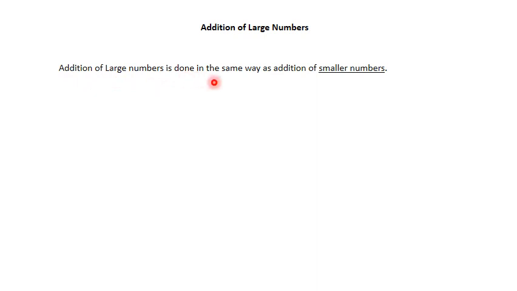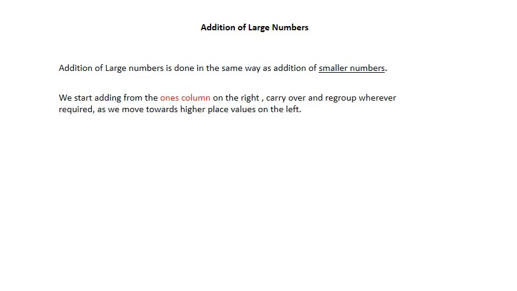Now, addition of large numbers is done in the same way as addition of smaller numbers. How do we do it? First we start adding from the ones column on the right. Then we carry over if it is there, regroup wherever required, as we move towards higher place value on the left.